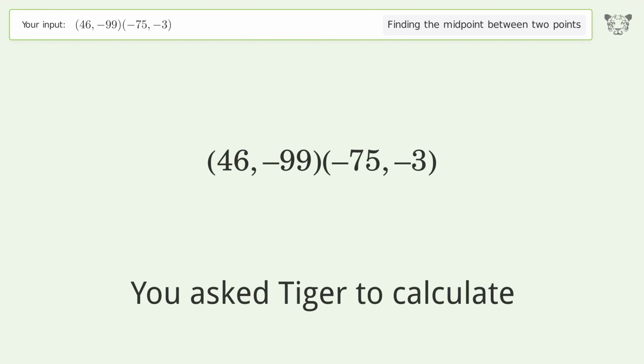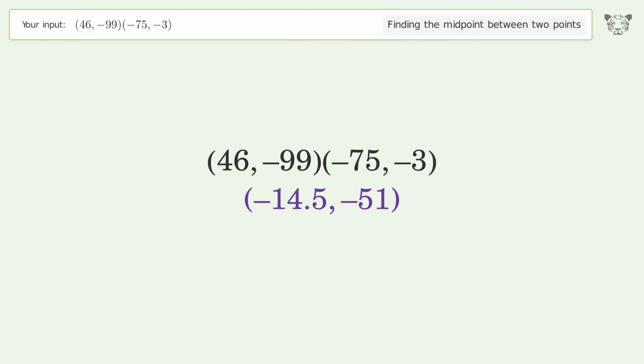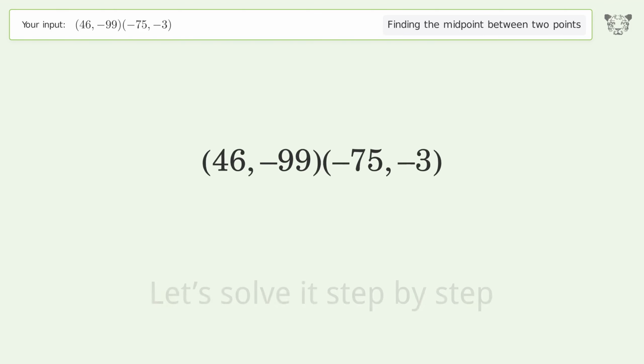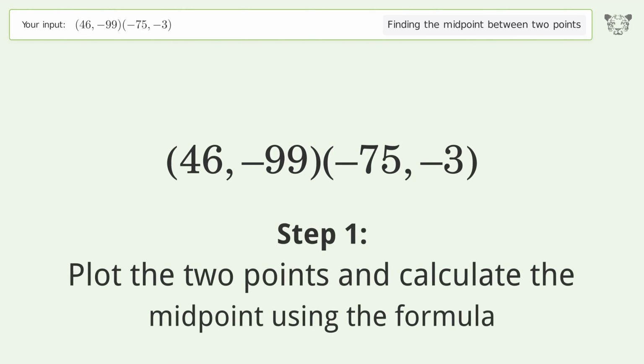You ask Tiger to calculate. This deals with finding the midpoint between 2 points. The midpoint between the 2 points is -14.5, -51. Let's solve it step by step. Plot the 2 points and calculate the midpoint using the formula.